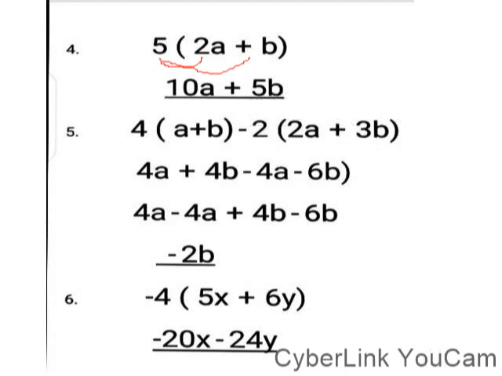We can't go further than this because you cannot add them together, because they are unlike terms. This one is 10a, whereas this one is 5b. So they are of the same family. This one is Mr. 10a and this one is Mr.